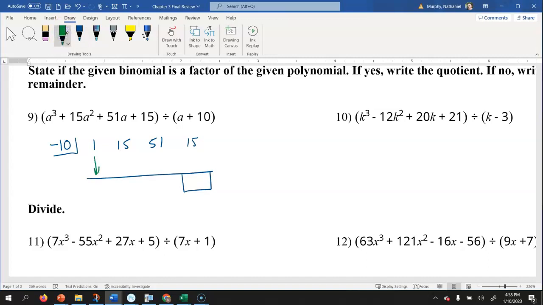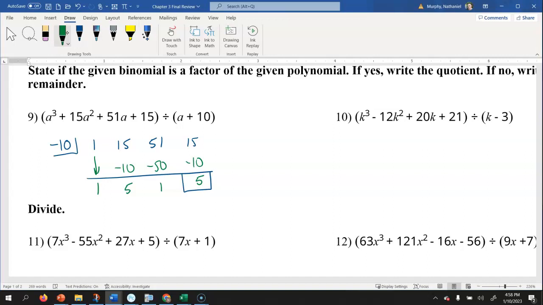Remember the process. Bring down the first term, which is 1. Negative 10 times 1 is negative 10. When I add these together, 15 plus negative 10, that's 5. Multiply again, negative 10 times 5, that's negative 50. Add those together, that gives me a positive 1. Negative 10 times 1 is negative 10. Add those together, I get 5.